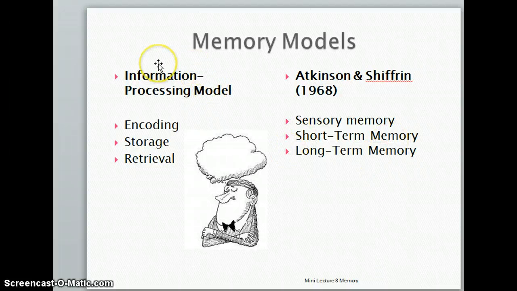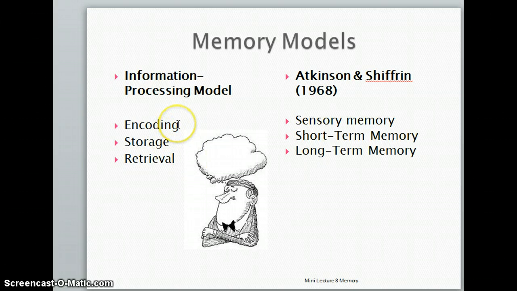The more contemporary model is more of a cognitive model based on these cognitive principles. This is referred to as the information processing model, and it includes three processes of encoding information, storing it, and then later being able to retrieve it. And the key to the information processing model is that you have to have proper encoding for us to be able to store the information in a format that we can later retrieve or remember.